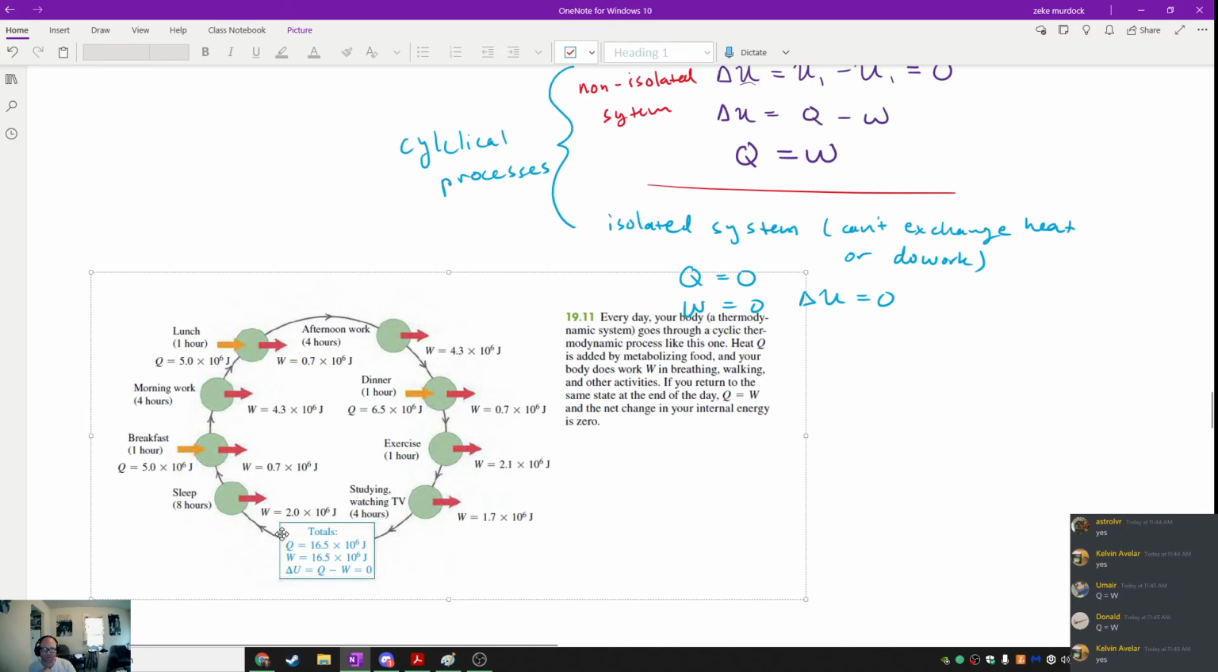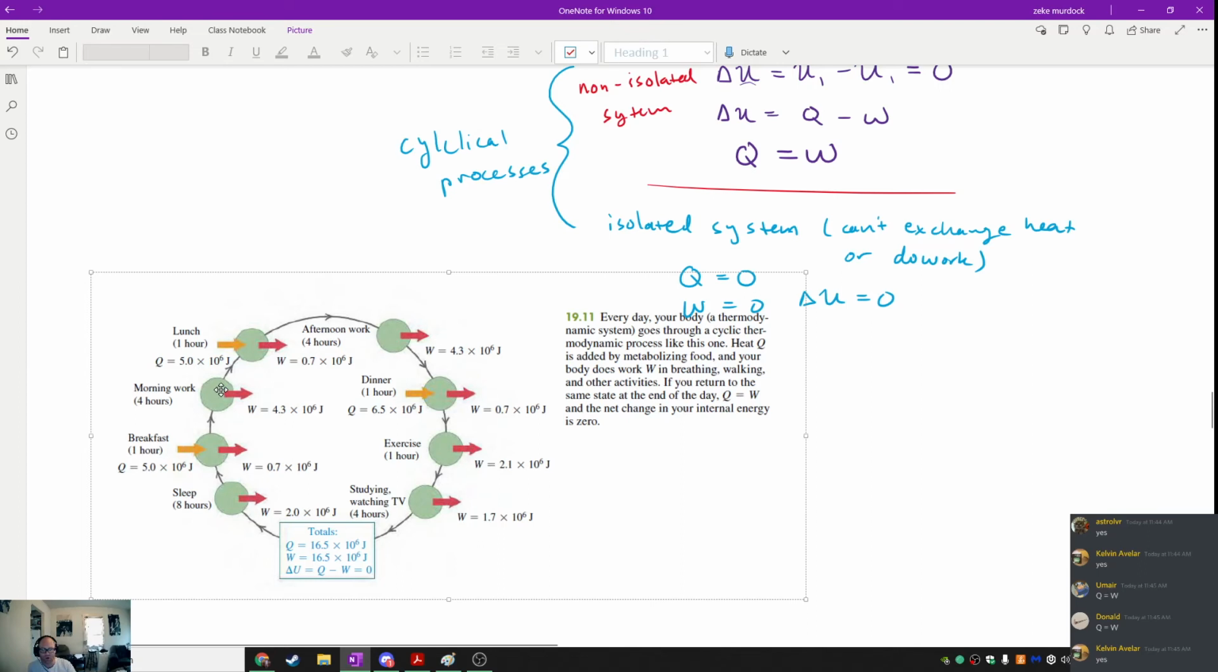So let's go through the process. Let's start from here. So you sleep for 8 hours, and then you eat breakfast. During the eating process, you can see that heat comes into your system in the form of food. And then there's some work that's done here as well, because you have to do work to eat food, right?